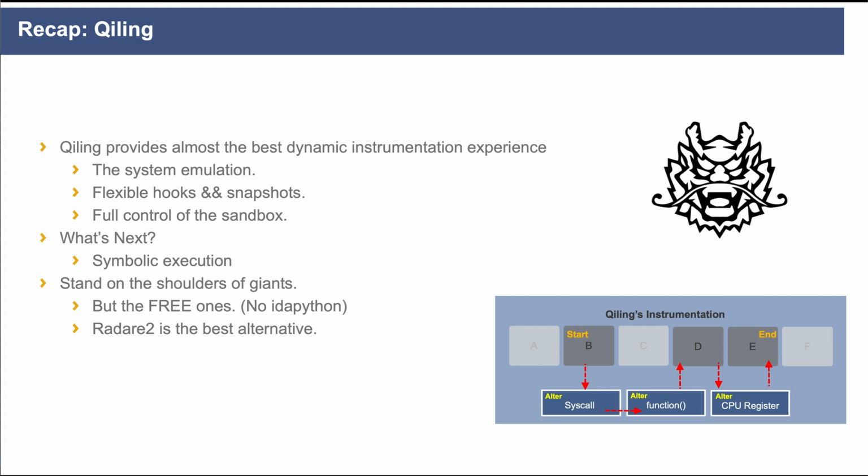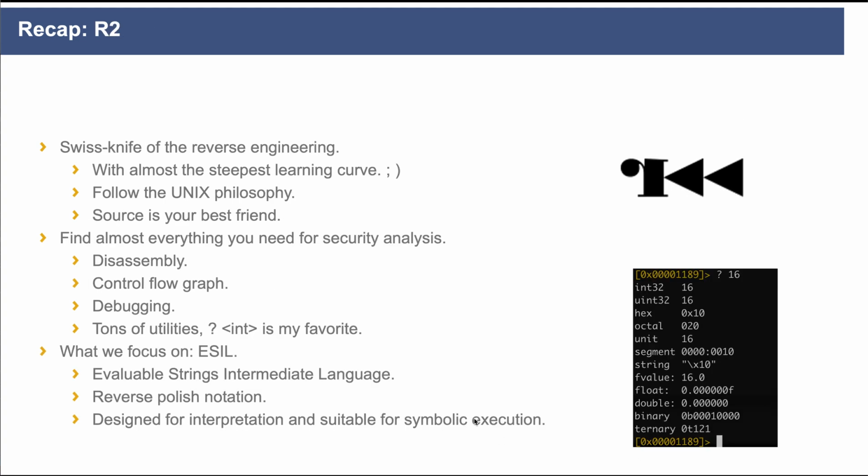So what's next? We thought for a long time about what's next for the Chilling framework, and our answer is we have to expand the ability to analyze, both dynamic analysis and static analysis, and the best solution is R2, since it's free. Free software is open source and it's the best alternative, not anti-Python. So our first demo is symbolic execution.